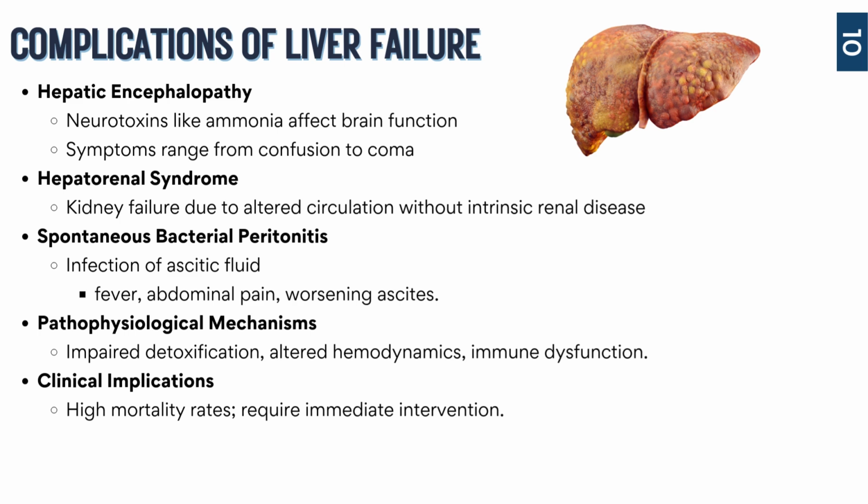Then hepatorenal syndrome is a functional renal failure due to changes in the blood flow and vasoconstriction that affects the kidneys, and that can be caused by liver failure. Also, spontaneous bacterial peritonitis occurs when bacteria translocates from the gut into the ascitic fluid, not acidic, but ascitic. So ascites, think abdominal fluid, leading to the infection. These complications arise due to the liver's inability to detoxify substances, produce proteins, and maintain the fluid balance. So early recognition and management are critical to improve outcomes.